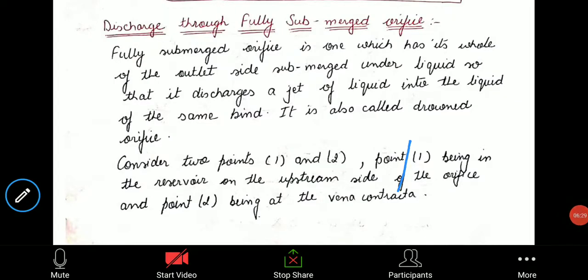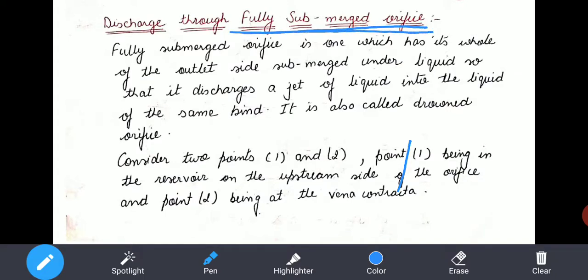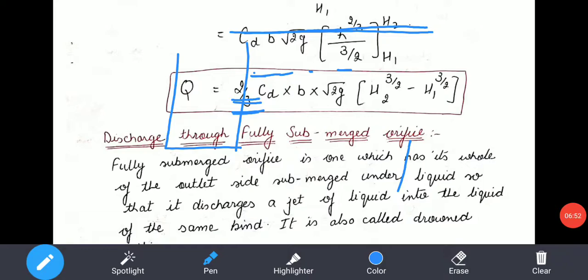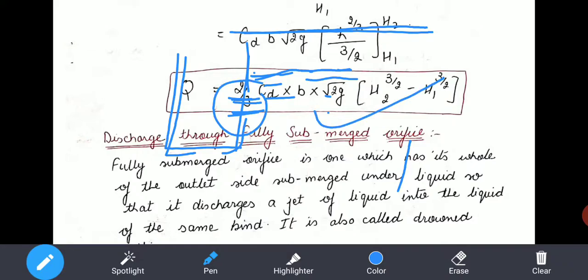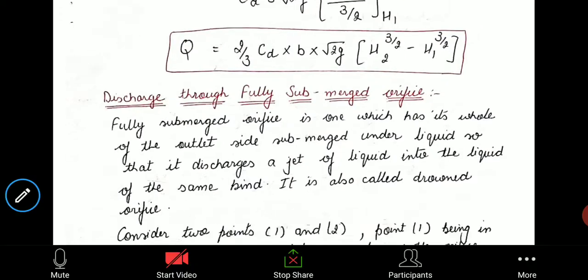Now let us start our next type of orifice: how to calculate discharge through a fully submerged orifice. Fully submerged means suppose this is a tank and the orifice is fitted here. If the water outside the orifice is also filled here, in submerged condition, then it is called a fully submerged orifice. We can also call it a drowned orifice.